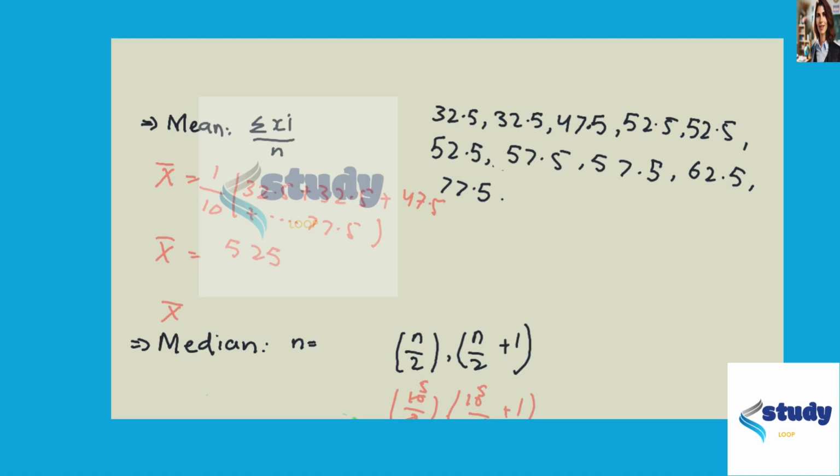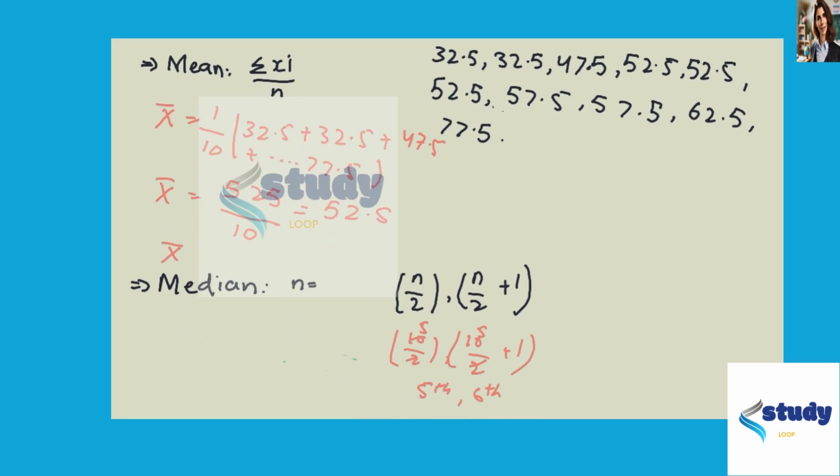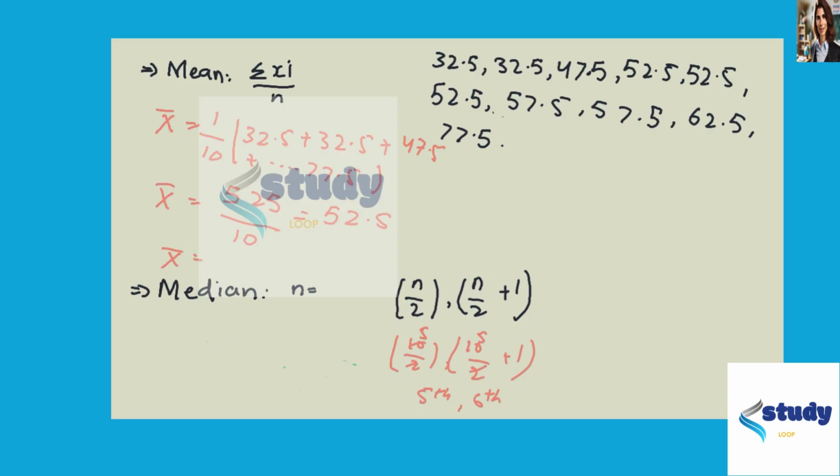By adding these numbers, what we get is 525 by 10. So when we divide it, we get 52.5. So 52.5 means the mean is $52,500.